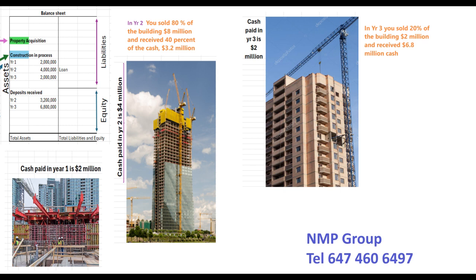You sold 80% of the building for 8 million and received 40% of the cash, 3.2 million. In year 3 you finish the entire building by spending another 2 million. Sell the other 20% for 2 million and collect all cash from customers, 6.8 million.